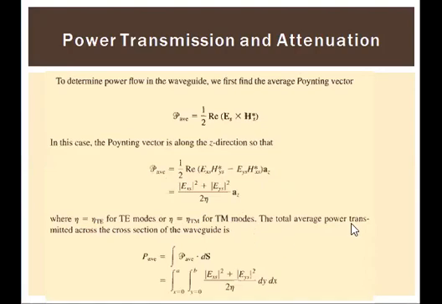Then the total average power transmitted across the cross section of the waveguide is P average equal to integration of P average dot ds over the total surface. Then that is equal to, here the dimension is a into b, that's why integration according to x-axis, x equal to 0 to a, integration of y equal to 0 to b, mod of E_xs square plus mod of E_ys square by 2 eta dy dx.